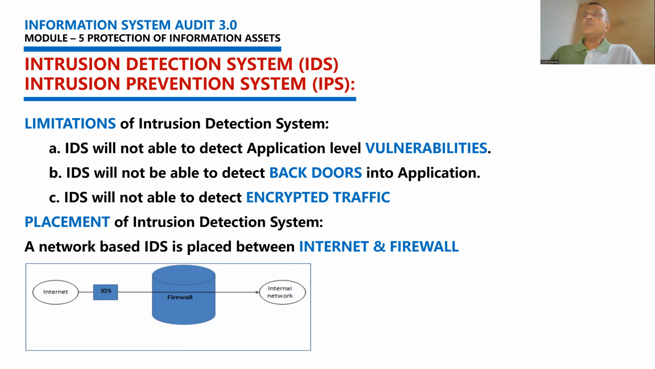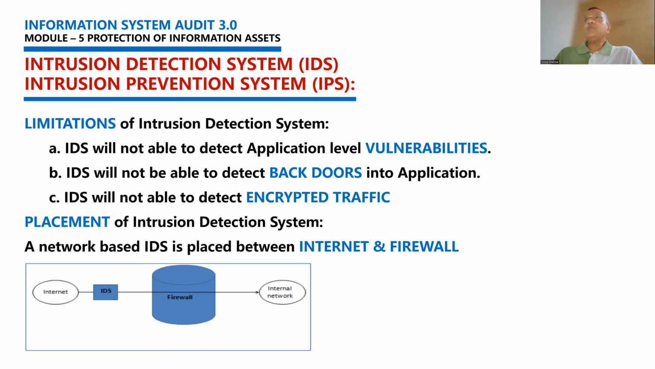So IDS will not be able to detect those vulnerabilities which are internal to the application environment that you are using. Similarly, IDS will not be able to detect backdoors into the application. Backdoors are certain open ends or areas which we normally do not consider vulnerable, but these are the openings through which traffic or any intrusion activity can enter the application. IDS will not be able to detect encrypted traffic.